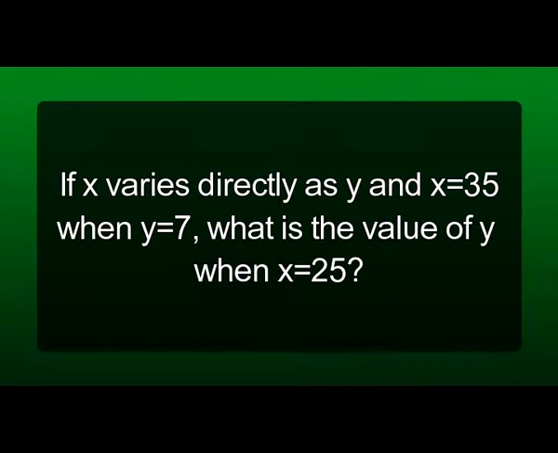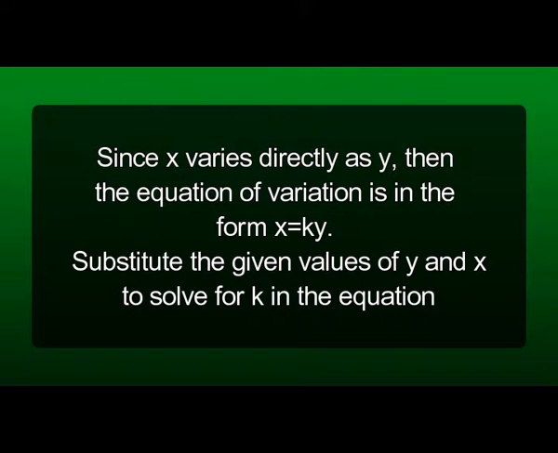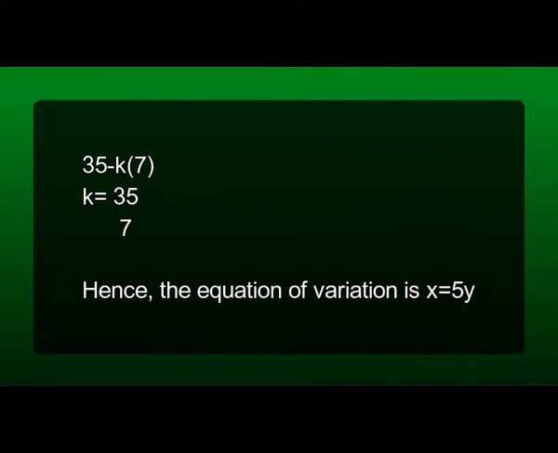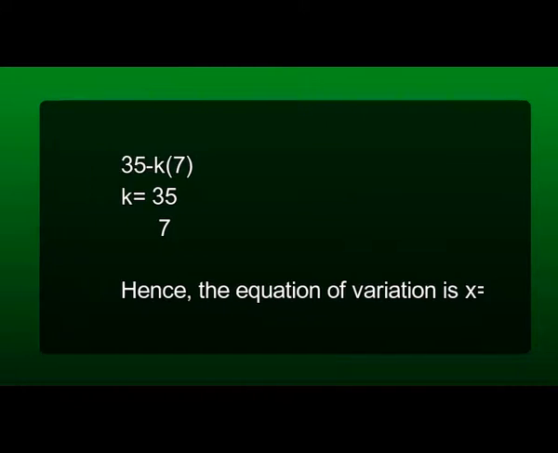The last example is, if x varies directly as y and x is equal to 35 when y is equal to 7, what is the value of y when x is equal to 25? Since x varies directly as y, then the equation of variation is in the form x equal to ky. Substitute the given values of y and x to solve for k in the equation. So, it will become 35 is equal to 7k. So, divide both sides by 7. Hence, the equation of variation is x is equal to 5y.